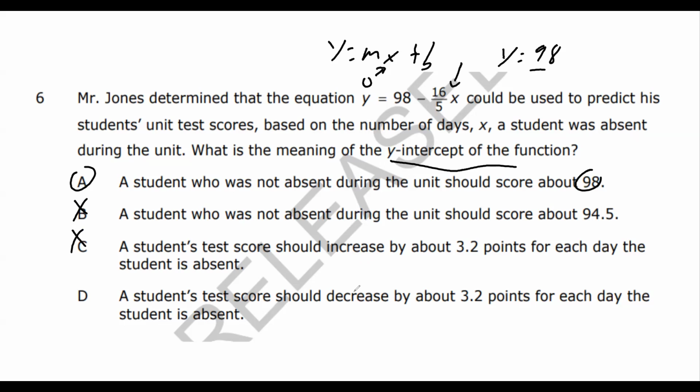You got to be careful. D: a student's test score should decrease by 3.2 points. So if you look at 16 over 5, that's 3.2, and it does decrease by 3.2 each day, but it's asking for what is the meaning of the y-intercept? The y-intercept is where x is 0. It's not asking how much it goes down each time, meaning it didn't ask about the slope. It's asking about the y-intercept. So you got to be careful. D just is not the best choice because it doesn't answer the question.